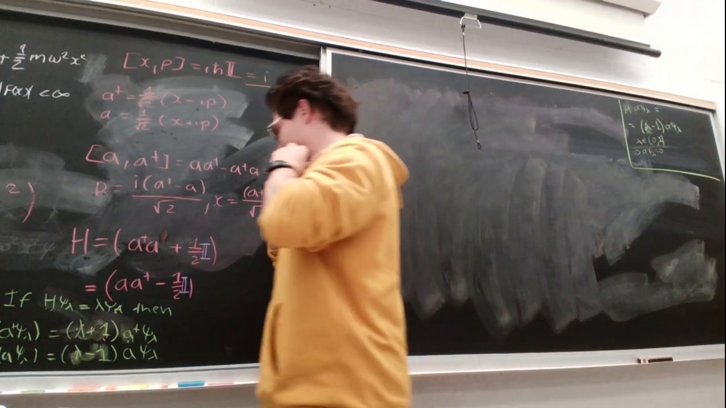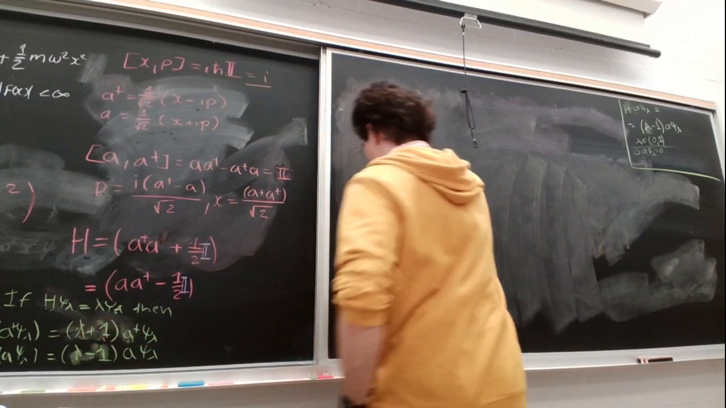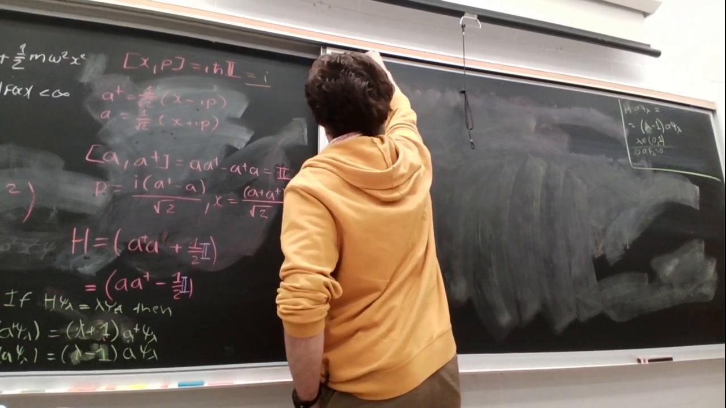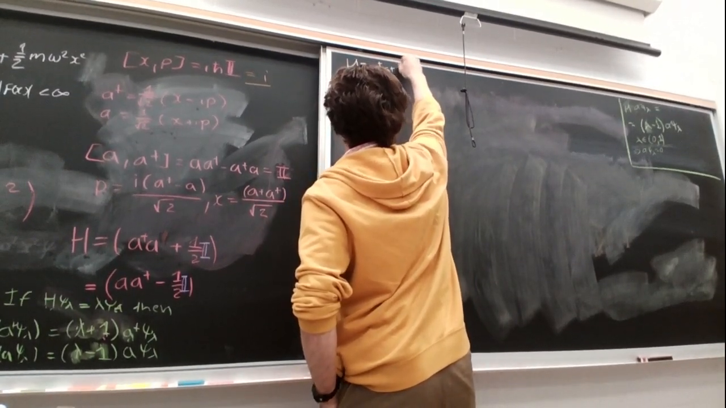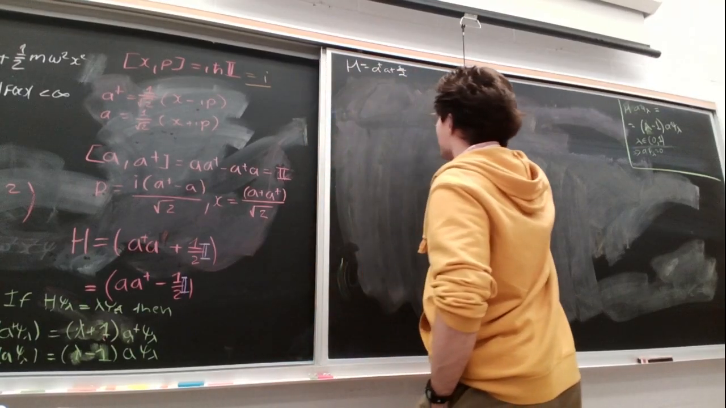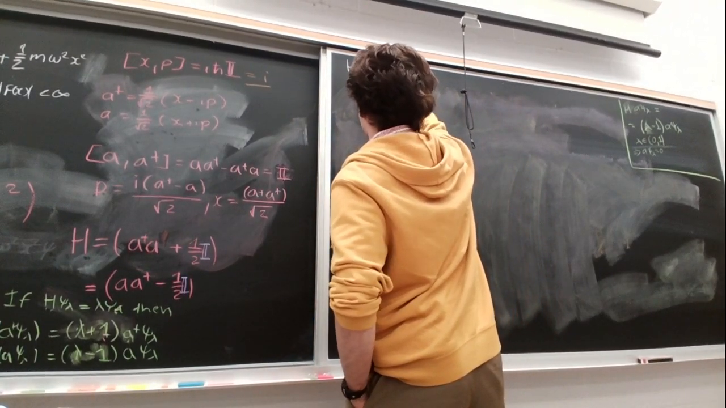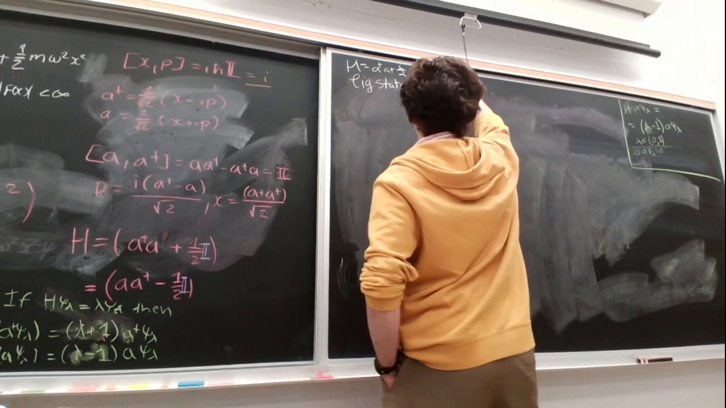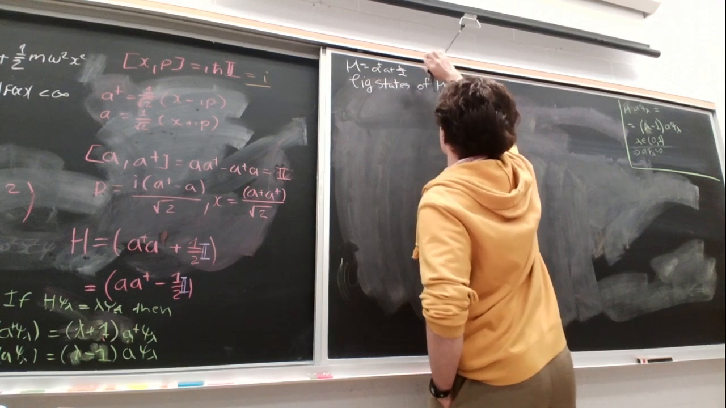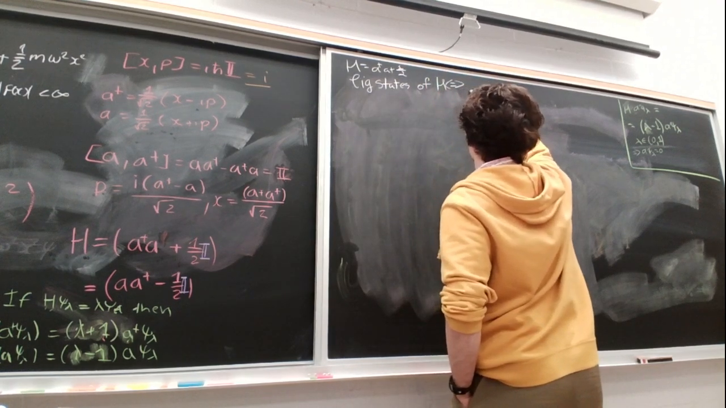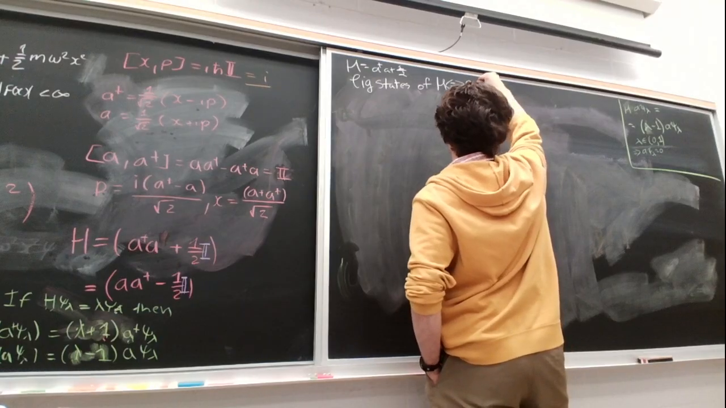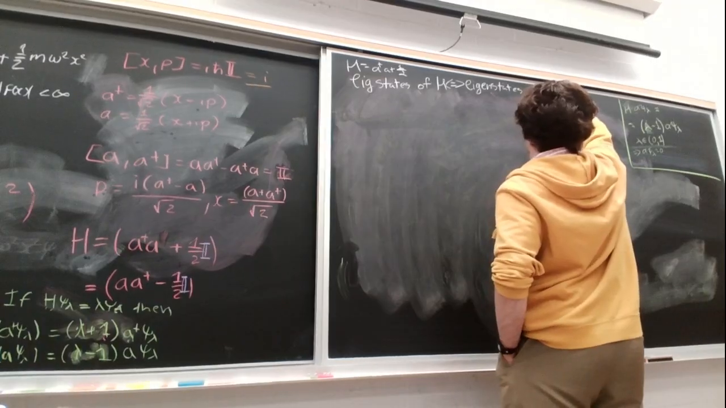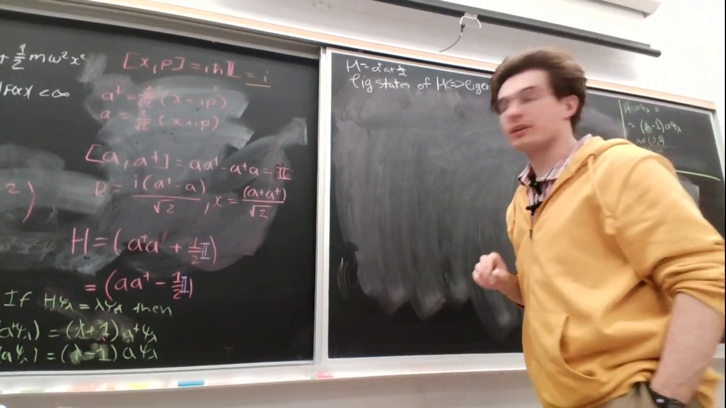So let's do a quick recap of the logic. First we had H, which I wrote as A dagger A plus 1/2. Then we said that the eigenstates of H are the same as the eigenstates of A dagger A. Okay, do you agree?